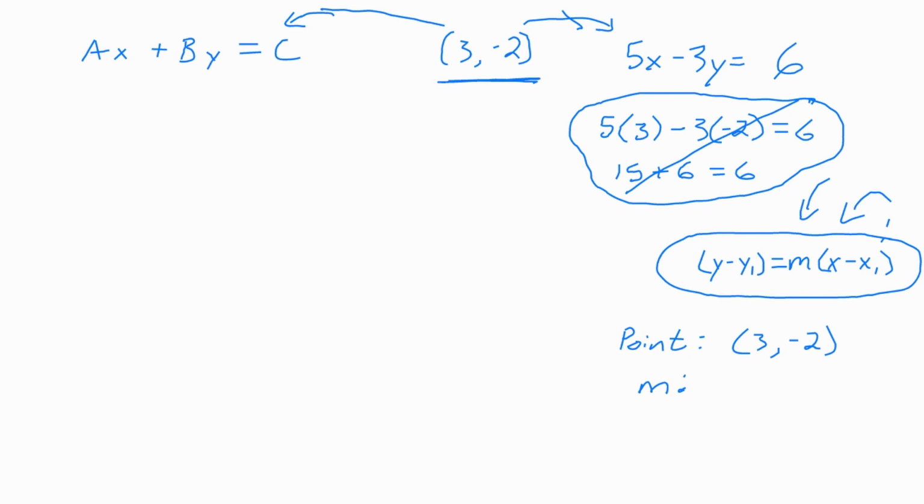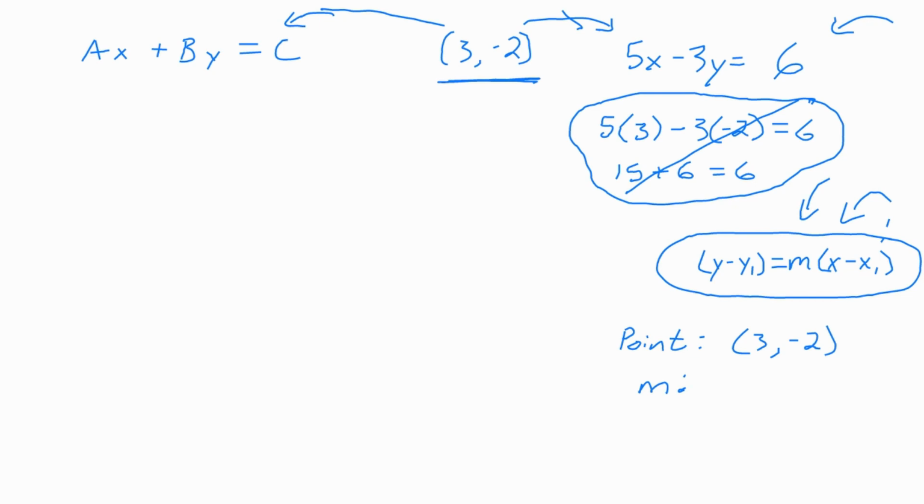Which means we're trying to find the line that is parallel to the line through 3 comma negative 2. That's where it passes through. Well, I've already got the line it's parallel to. I've got this right here, 5x minus 3y. I just don't know what the slope is. And then you're trying to find the slope, correct?